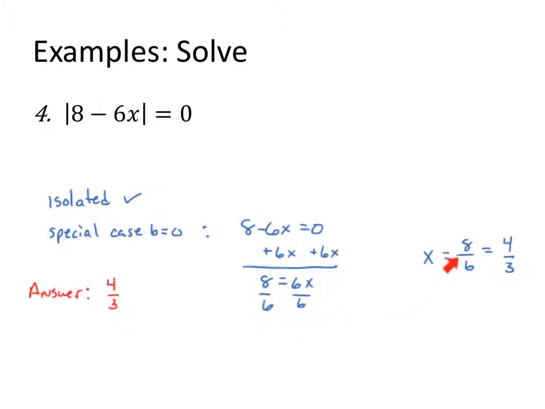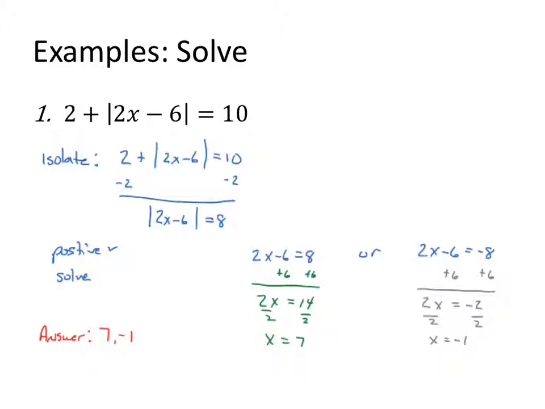X equals 8/6, but we will always reduce our fractions to lowest terms. So 8/6 is the same as 4/3. This is a special case. It only has one answer because 0 is neither positive nor negative, but it's kind of both.